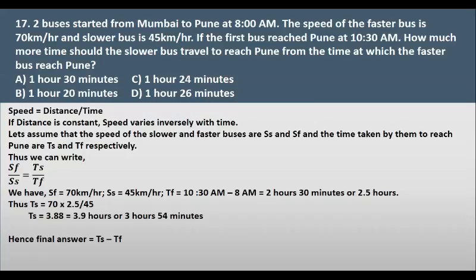And now if we want to calculate the extra time traveled by the bus, we would have to subtract the time taken by the faster bus from the time taken by the slower bus. So we need to subtract 2 hours 30 minutes from 3 hours 54 minutes. So when we carry out the subtraction, we get 1 hour 24 minutes to be our final answer. Now let us go back to the options and check which option matches with this answer. We see that option C is also equal to 1 hour 24 minutes. Hence the correct answer in this case is option C.